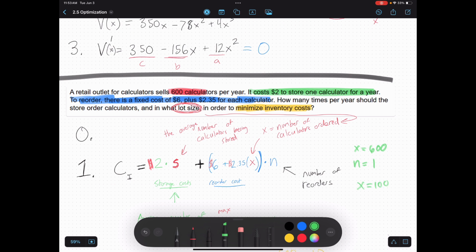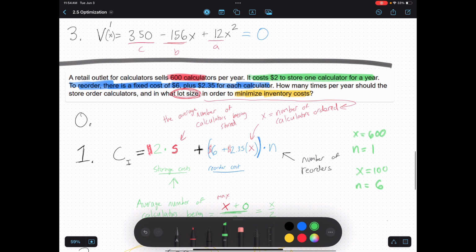What if I let X be 100? What if I only order 100 calculators at a time? How many times do I have to reorder? Well, if I need a total of 600 calculators by the end of the year, I need to reorder 6 times. So it turns out there's this inverse relationship between the total number of calculators and the number that I reorder, and it's as simple as 600 over X.